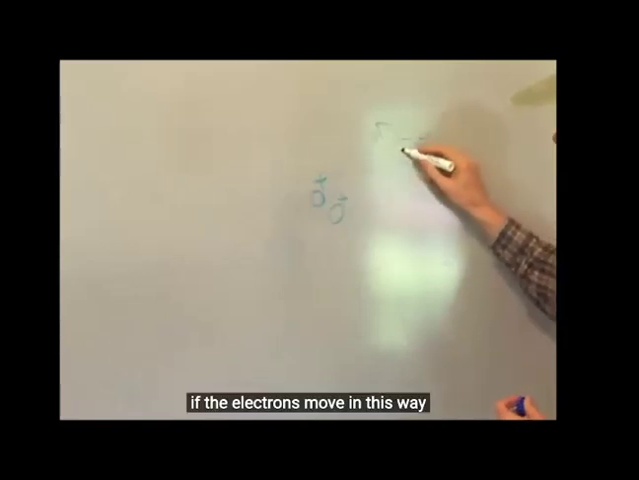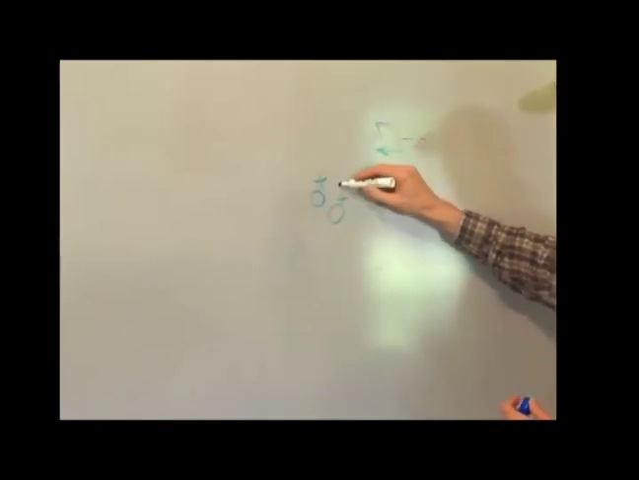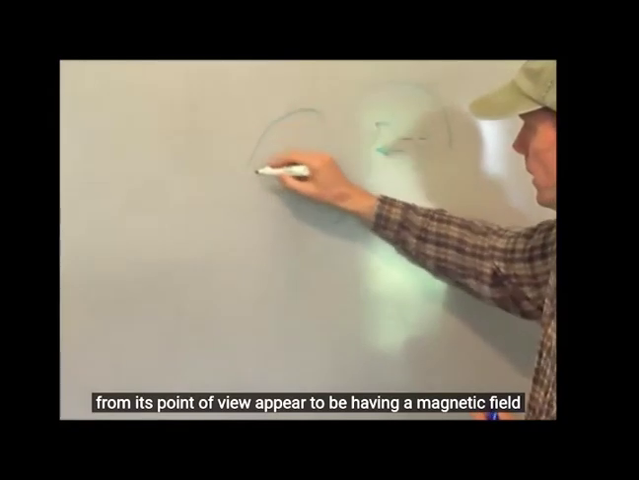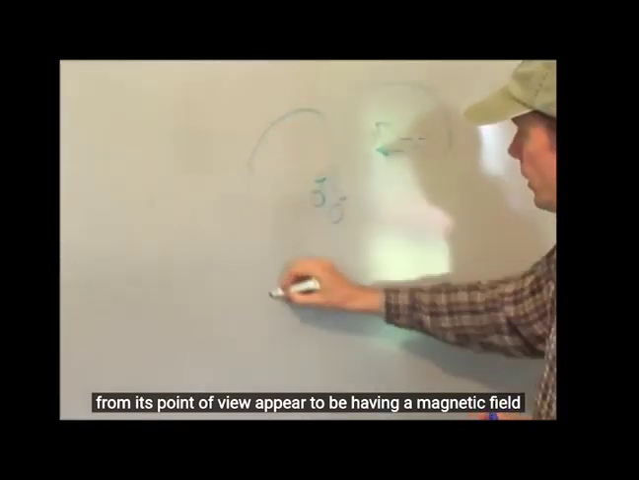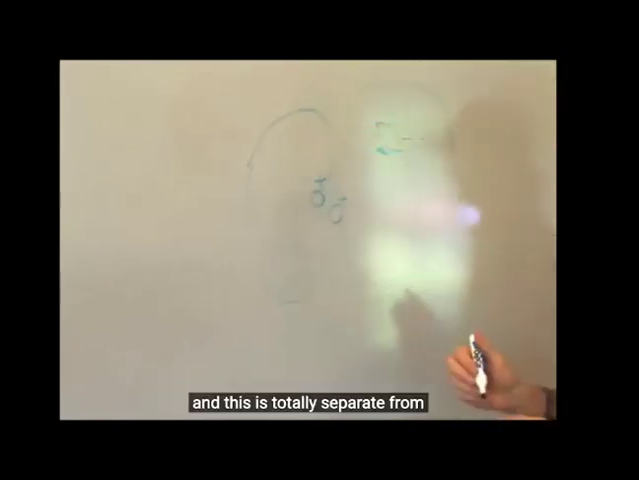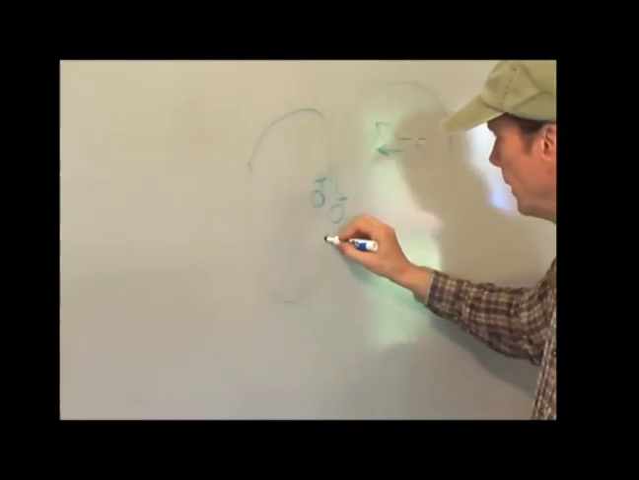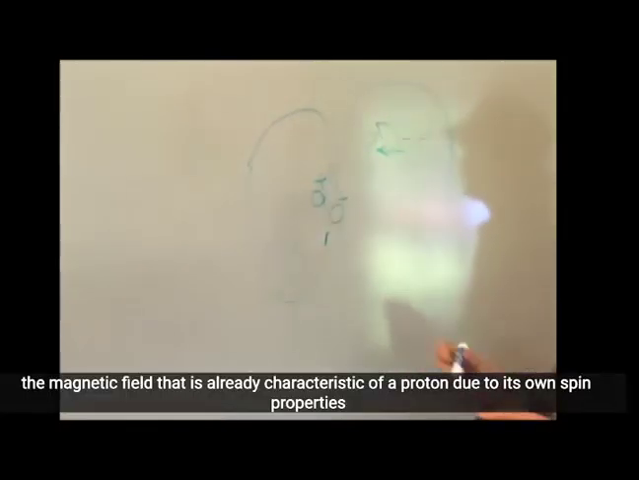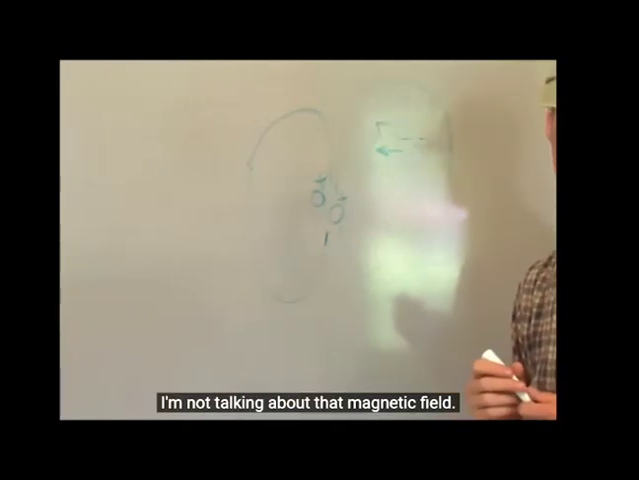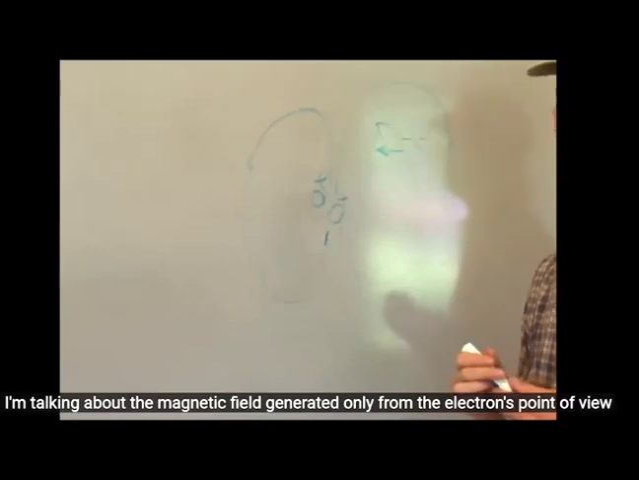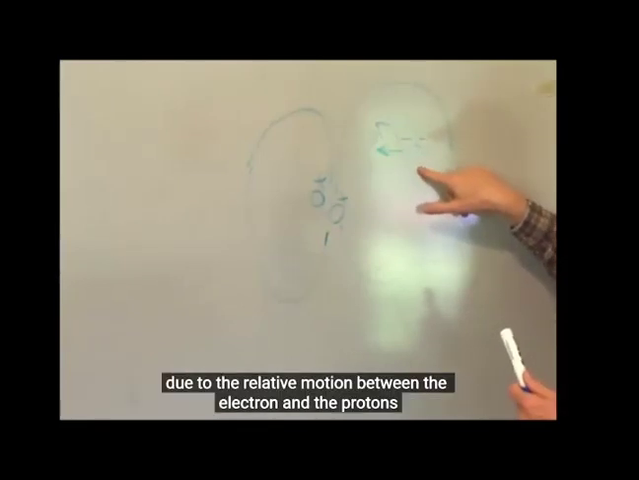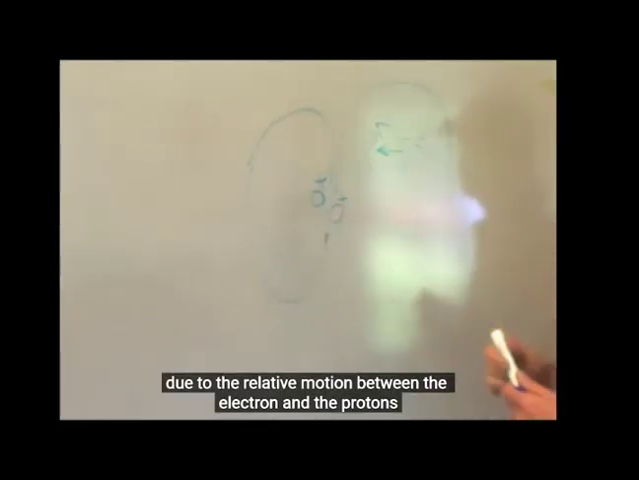If the electron's moving this way, the protons, from its point of view, appear to be having a magnetic field due to the relative motion, and this is totally separate from the magnetic field that is already characteristic of a proton due to its own spin properties. I'm not talking about that magnetic field. I'm talking about the magnetic field that generates only from the electron's point of view due to the relative motion between the electron and the protons.